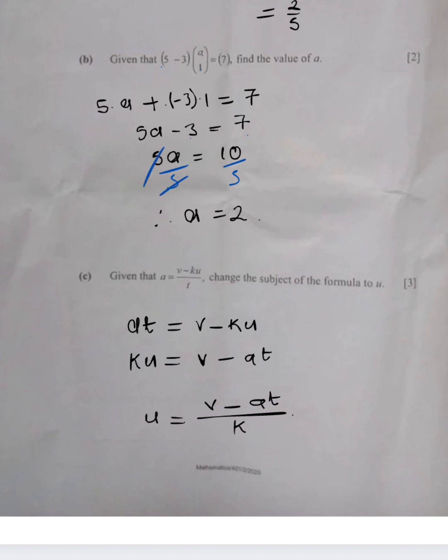Next, we want to make U the subject of the formula. How do we do that? We multiply throughout by T, so that AT is equal to V minus KU. Now, we can add KU to both sides of this equation, so that KU is equal to V minus AT. We want U, so we are going to divide throughout by K, so that the K and the K go and remain with V minus AT over K.